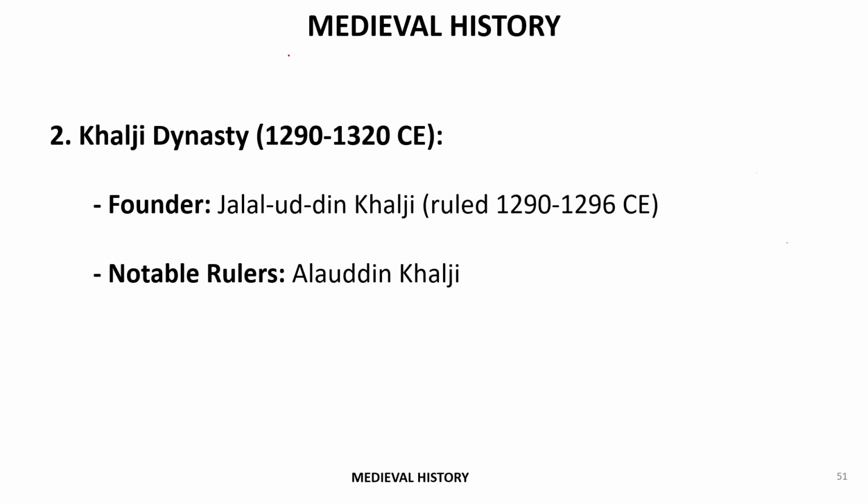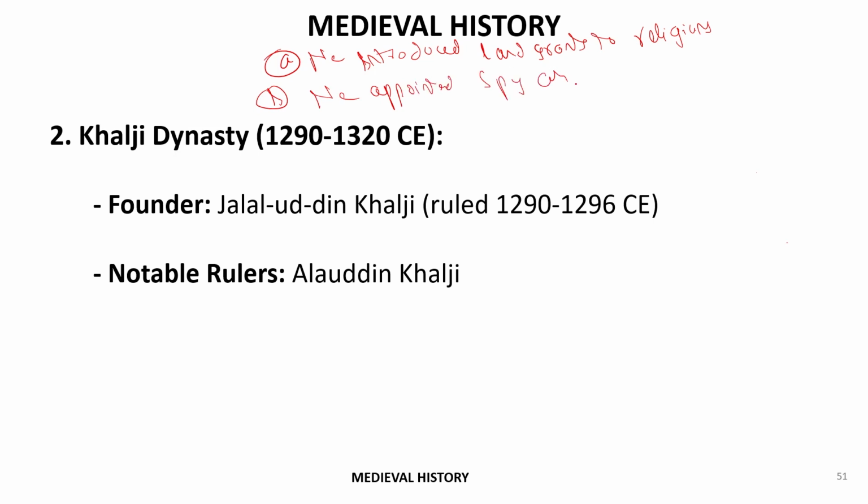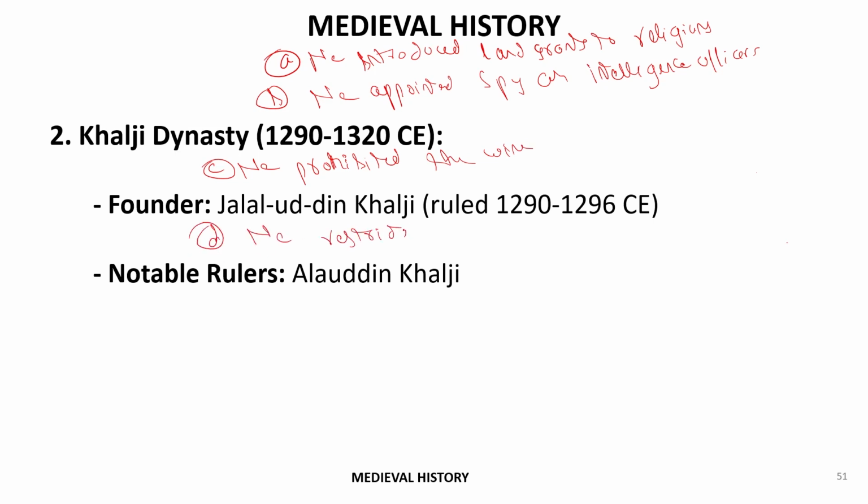Number 1, he introduced land grants to religions. Second thing, he appointed spy or intelligence officers. Third point, he prohibited the wine. The fourth point, he restricted meeting of his nobles and inter-nobles marriages. Okay. So basically, first thing he introduced the land grants to religions.